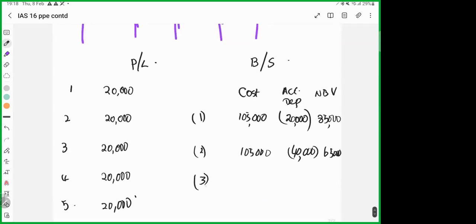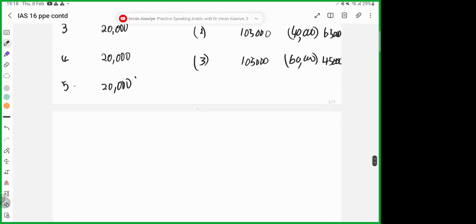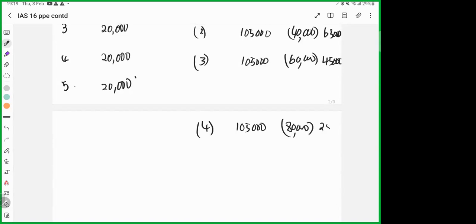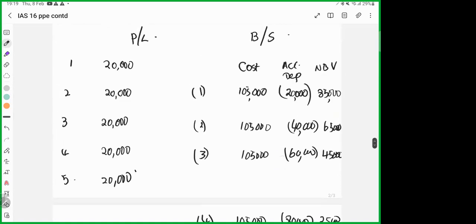Year 3, 105 minus 60 is 45. And year 4, 105 minus 80 is 25. And year 5, 105 minus 100 is 5. Is that very clear? Yes. This is the way you need to present it.